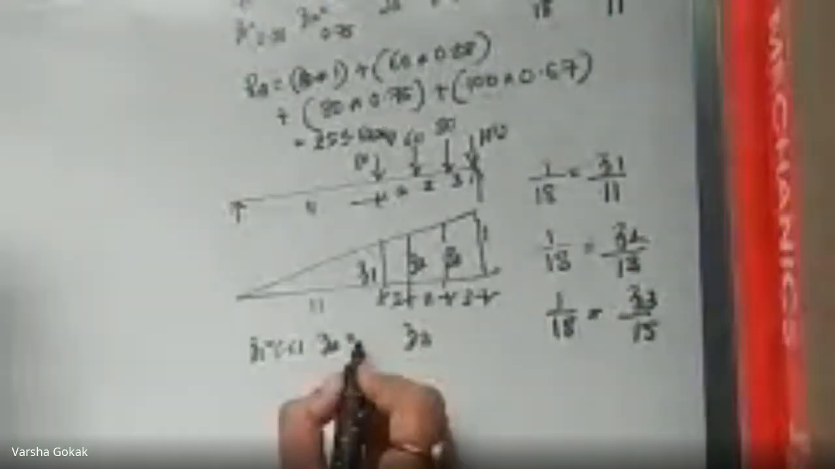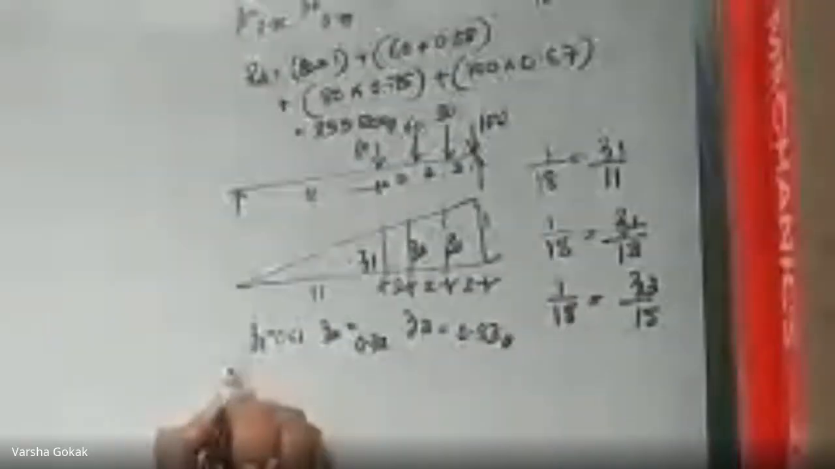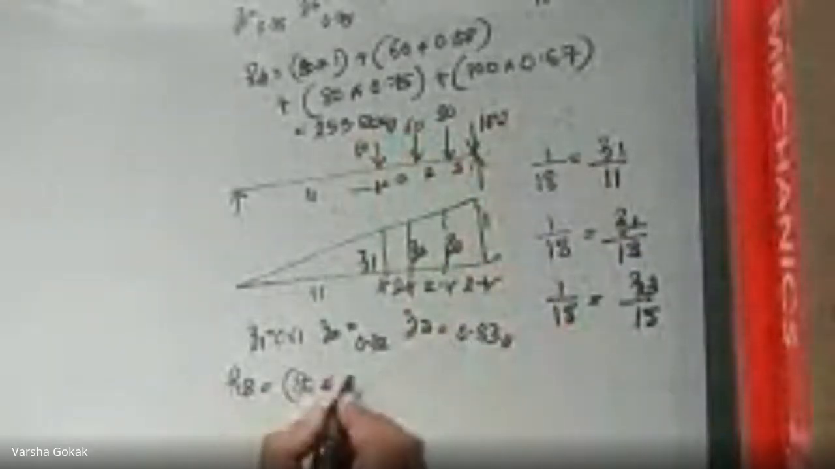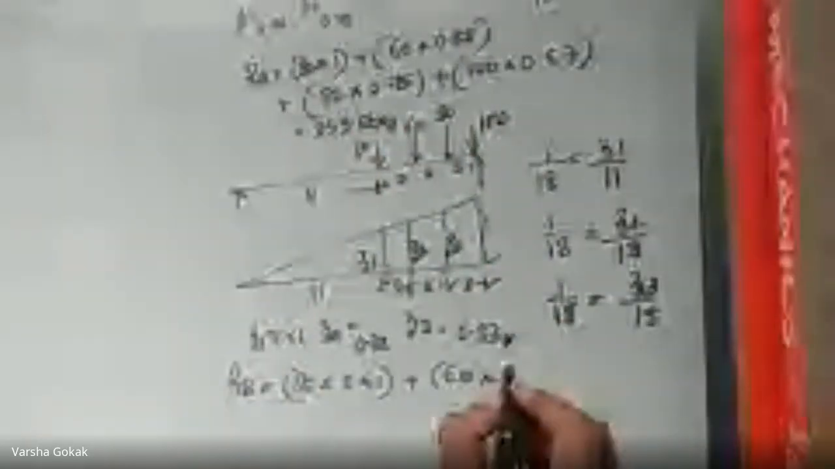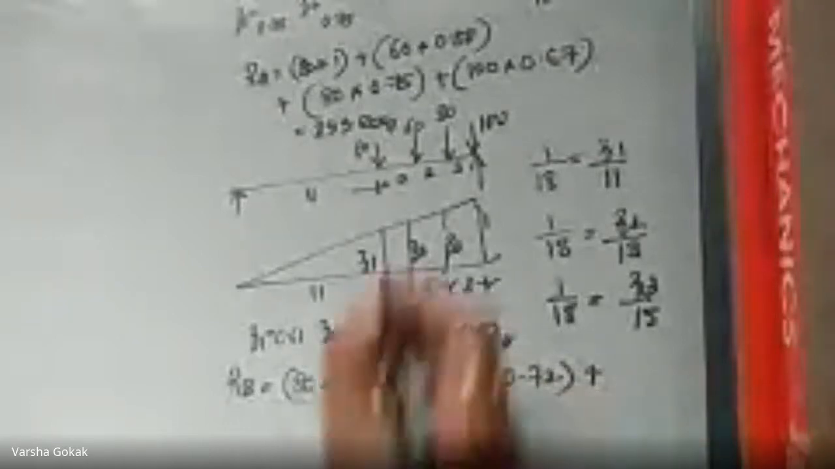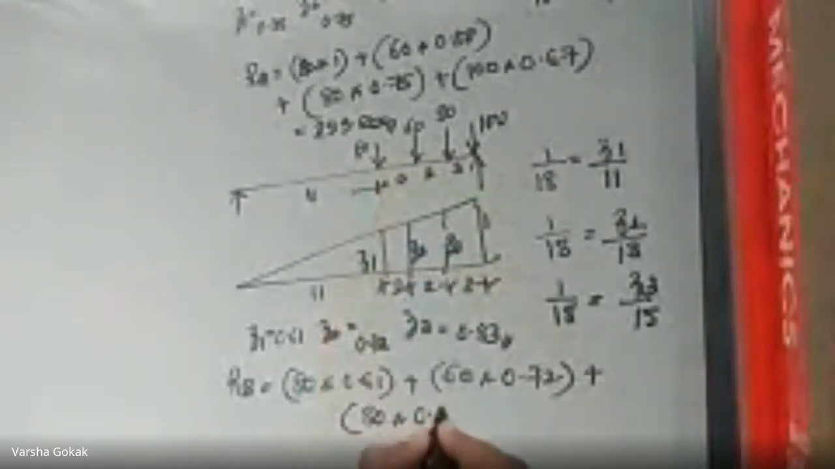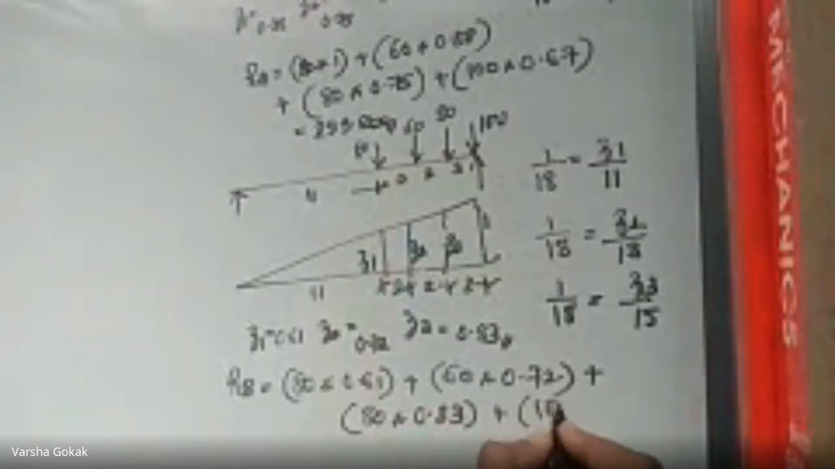Z1 is 0.61, Z2 is 0.72, and Z3 is 0.83. So once we get the ordinates, the reaction at B is going to be 80 into Z1, 60 into Z2, 80 into Z3, and 100 into 1, correct? So 80 into 0.61, plus 60 into 0.72, plus 80 into 0.83, and 100 into 1.